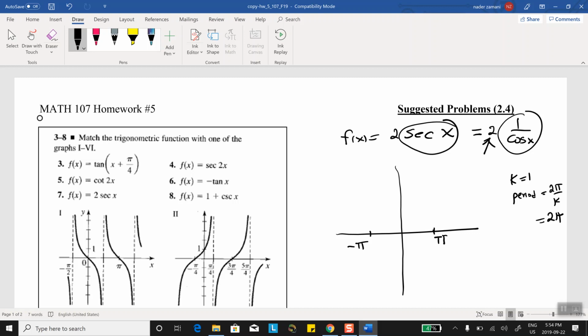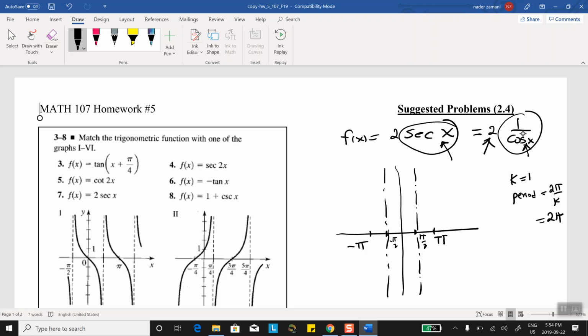Okay, let me remind you the denominator. When the denominator is 0, you got a problem. So you have a problem at pi over 2 and minus pi over 2. You have a problem here. There are these vertical asymptotes right there. Okay, and let me also remind you that when you look at secant by itself, don't worry about the 2.